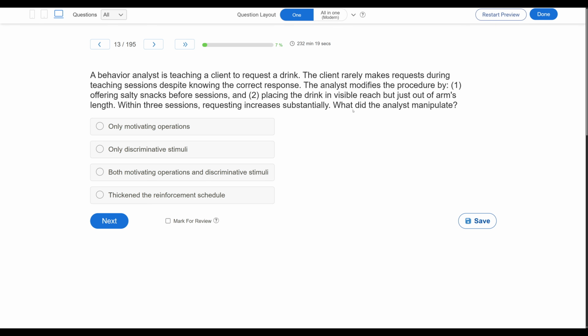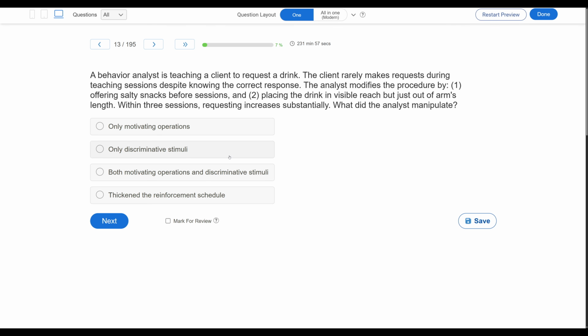2, place drink in visible reach. Why are they doing that? Signaling the drink is available. Given those 2 options, what was manipulated? A, only motivating operations. The salty snacks were manipulating the motivating operation, but we can't forget about placing the drink in visible reach either. That's going to be the SD.